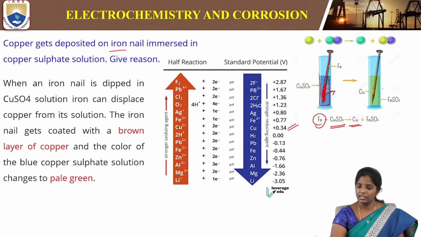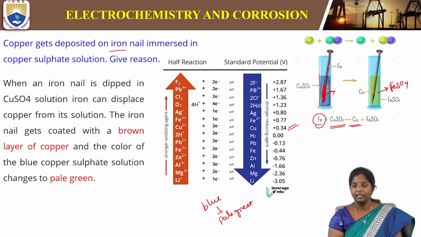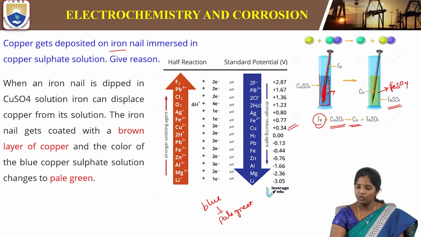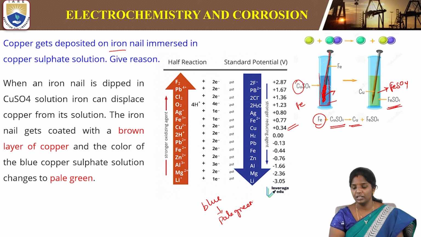So the iron that is coming out is becoming iron sulfate. Therefore, the blue color solution is becoming pale green because of the formation of this iron sulfate. The blue one is because of copper sulfate. So these copper ions are replaced by iron, and therefore it is becoming iron sulfate or ferrous sulfate. So the solution turns pale green and the nail is coated with copper, and therefore it is becoming brownish in color.